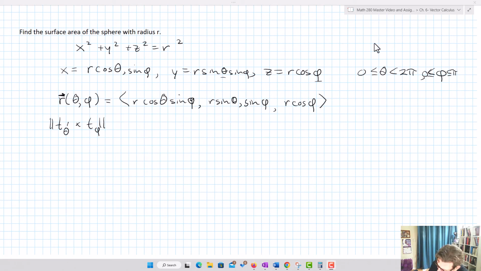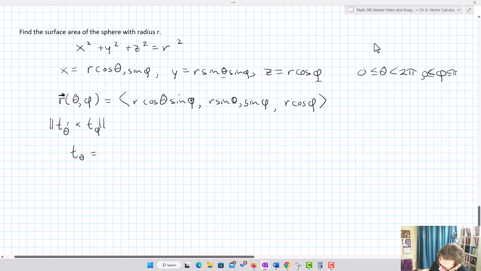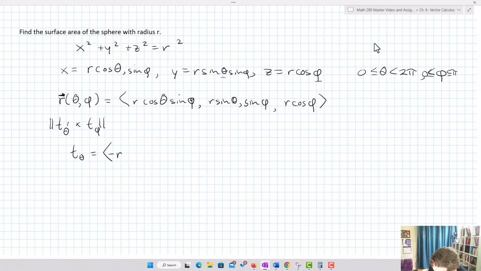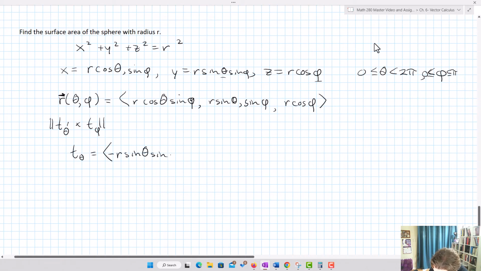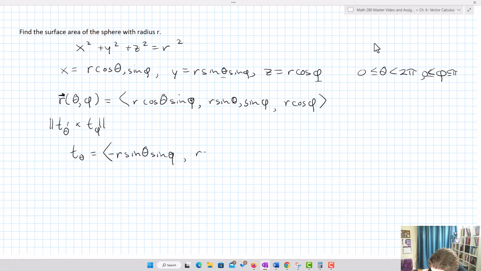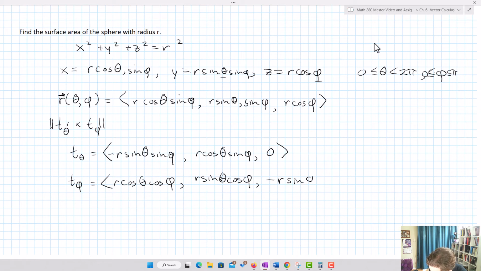So what we'll do then is calculate t theta. So t theta is going to be, and this will be negative r sine theta sine phi, and then we're going to have r cosine theta sine phi, and then 0. Okay, because no theta is in r cosine phi. Then we'll have t phi, and t phi is going to end up being r cosine theta cosine phi, then r sine theta cosine phi, and then negative r sine phi for our z value. Okay, and that's t theta and t phi.